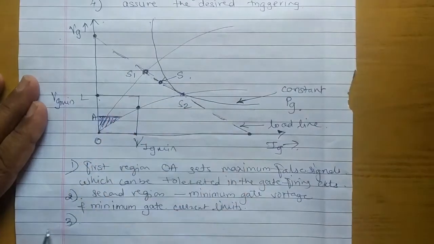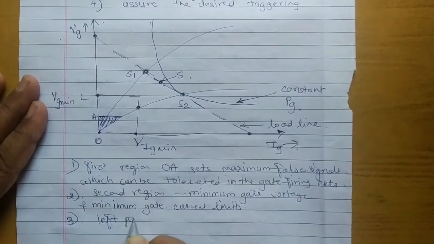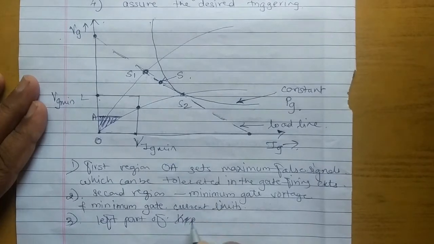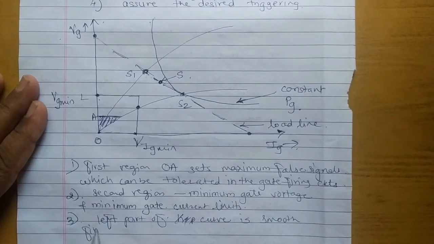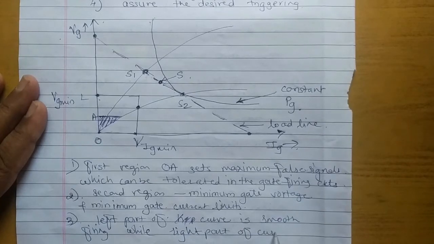So the left part of the hyperbola, or parabola, or I can say the curve, is smooth firing, while the right part of the curve indicates the fast turning on. Fast turn on. Why is this like that?